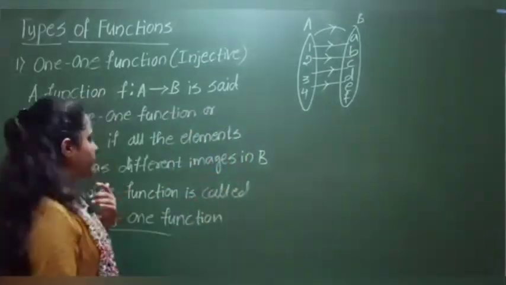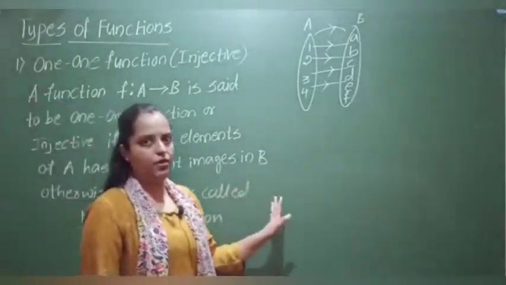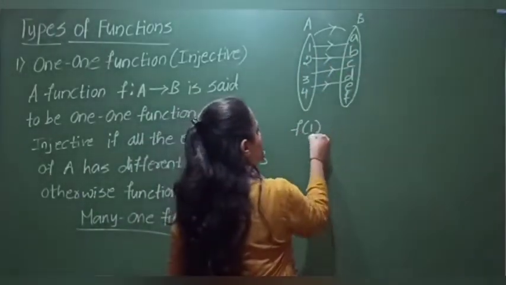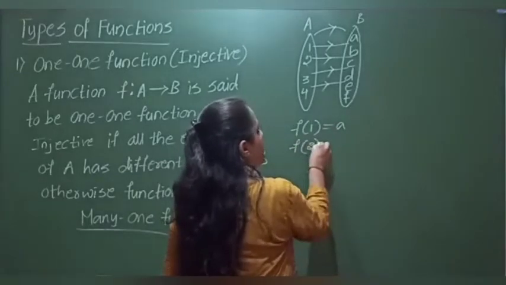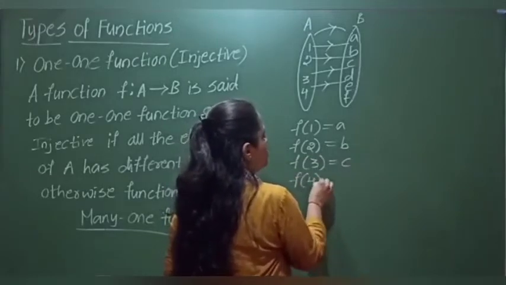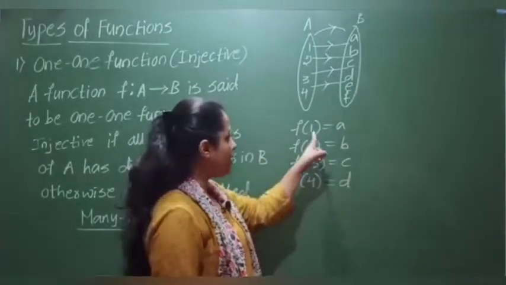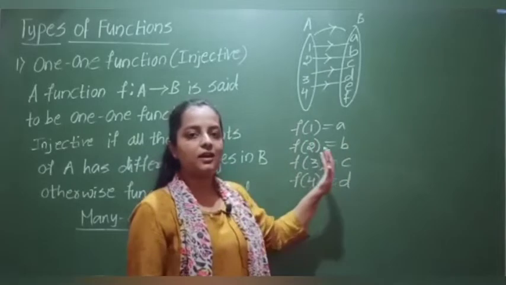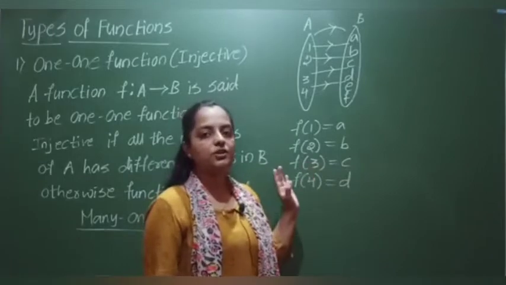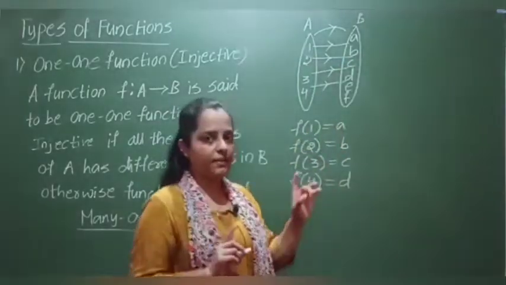What is the definition of one-one function? All the elements of set A have different images in B. Now 1 has image a, 2 has image b, 3 has image c, 4 has image d. So all the elements of the set A have different images, right? So 1 and 2 do not have the same image. All the elements have different images. So this type of function is called one-one function. It means for each element there should be a different image.